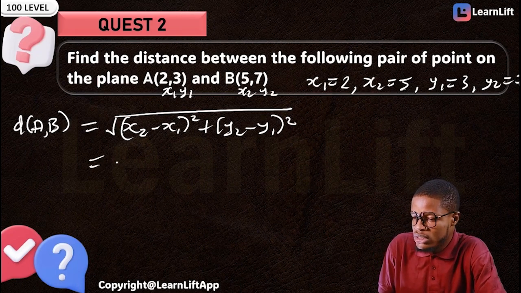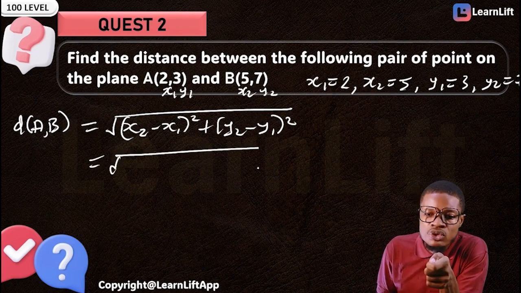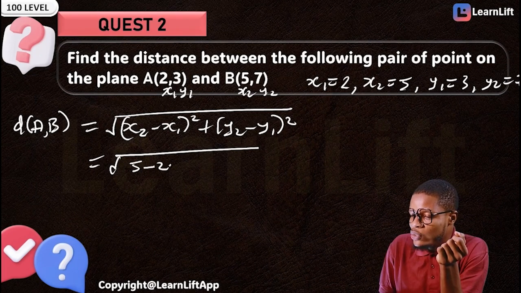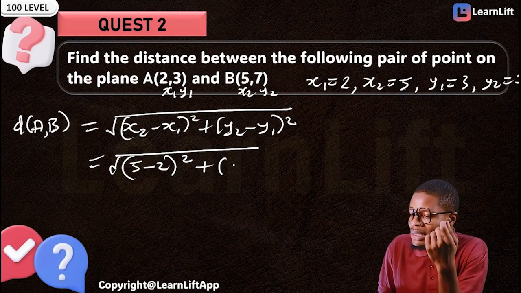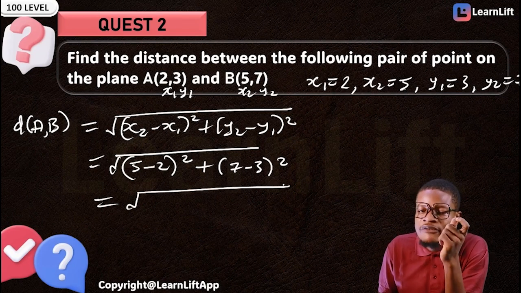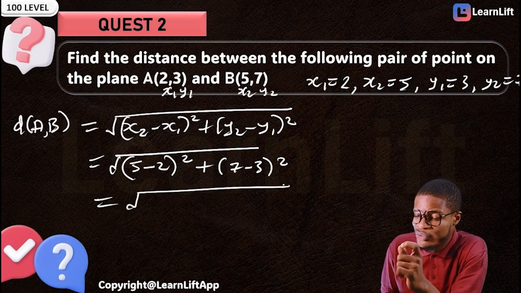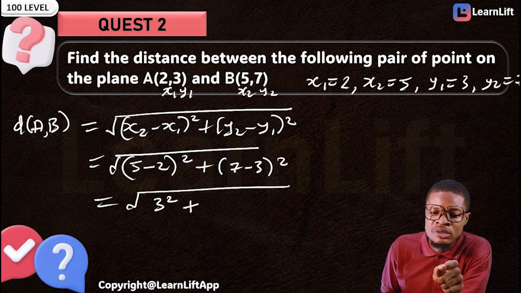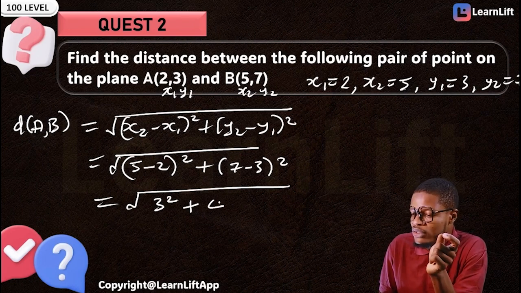So this is going to give me nothing but the square root of X2 minus X1. What is X2 minus X1? That will be 5 minus 2 all square plus your Y2 minus Y1, 7 minus 3 all square. And that's going to give you square root of 5 minus 2. What is 5 minus 2? That's 3 square plus Y2 minus Y1, 7 minus 3. What's 7 minus 3? 4 square.